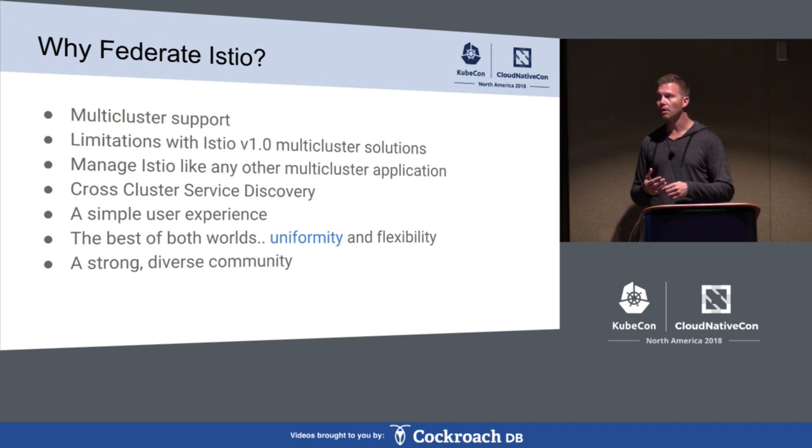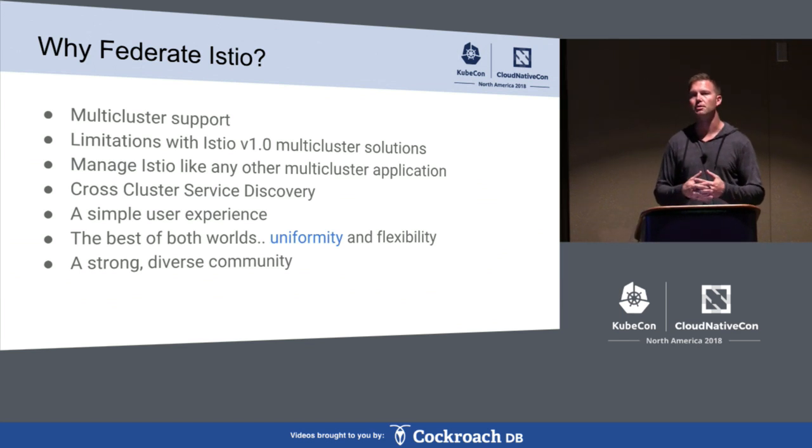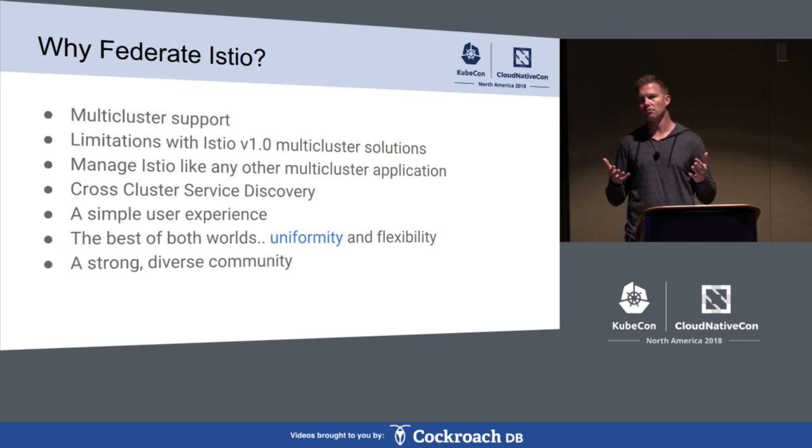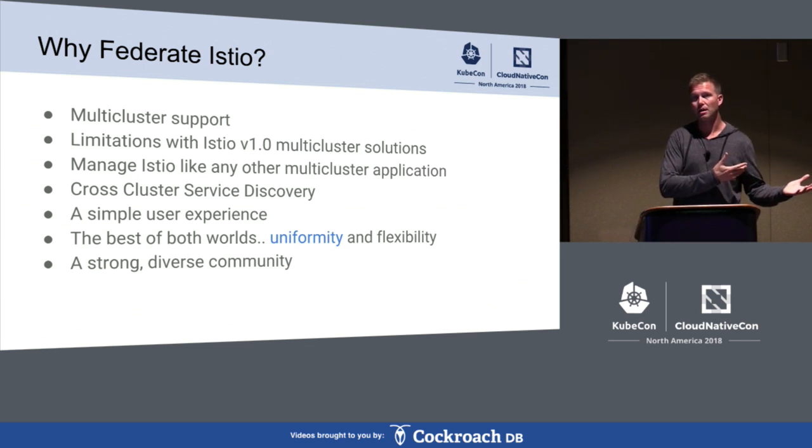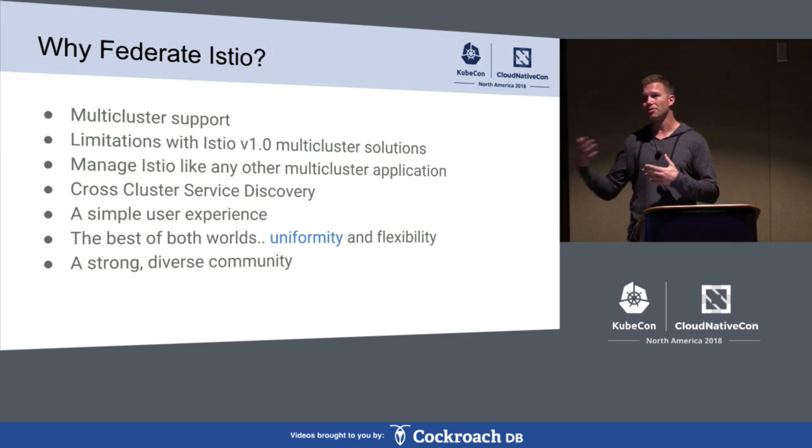One of the first reasons I was very interested in Federation v2 is that if we think of Istio as nothing but a collection of Kubernetes resources, right? I want to be able to manage Istio, which is essentially an application, across multiple clusters. And I want to manage it the same way that I would manage any of my other multi-cluster applications, right? And this really gets into treating Istio as cattle, not as a pet.